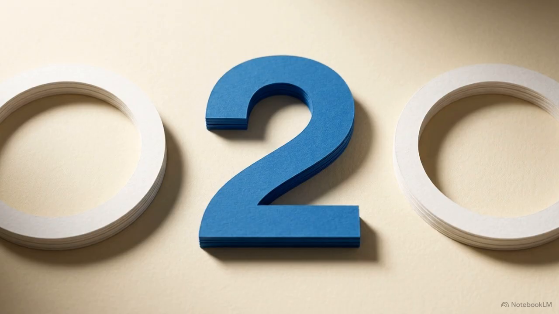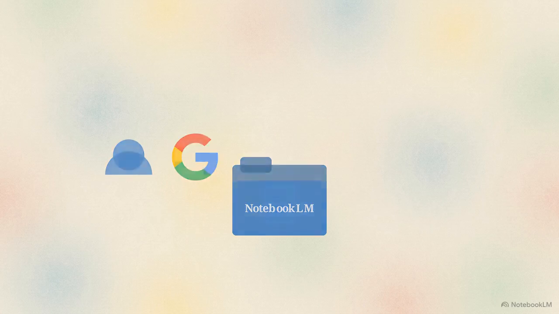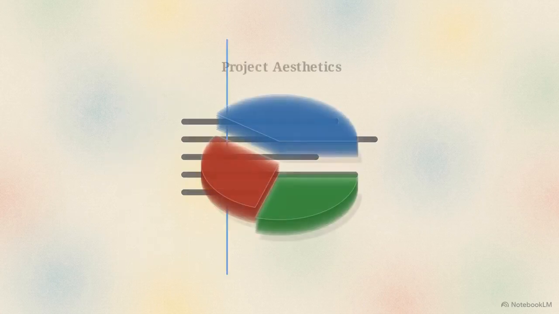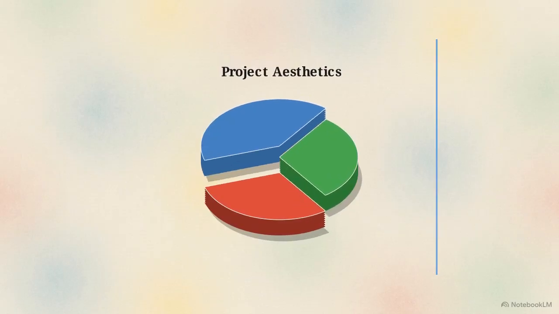To follow along and build your own, you only need two things: a free Google account and a document containing your information already uploaded into a new NotebookLM project. This specific workflow converts raw text into a high-fidelity visual asset that reflects your project's aesthetic requirements.